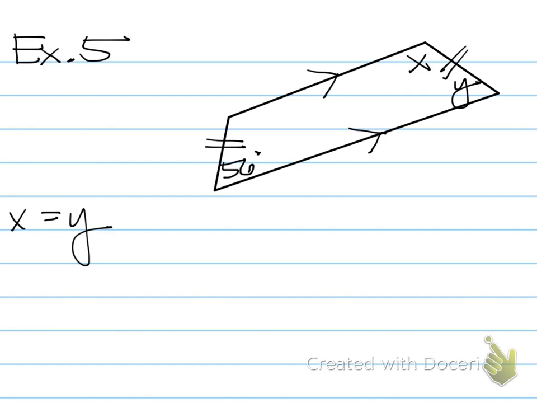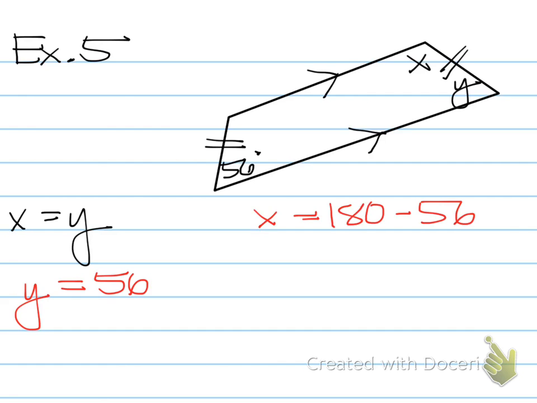Here we have another isosceles trapezoid. The base angles are congruent, so Y equals 56. And then X and Y are consecutive interior angles, so they are supplementary. So to find X, we would subtract 56 from 180 and get 124.